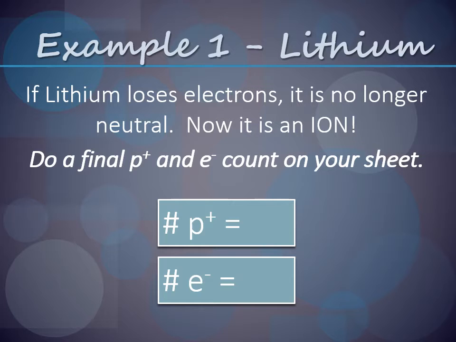So remember, to start with, lithium had 3 protons, it had 3 electrons, and it had 4 neutrons. But if lithium loses electrons, it's no longer neutral. Now it's an ion. So now, instead of having 3 electrons, if it loses 1, how many electrons is it going to have? Well, the protons are going to stay the same. But now the electrons are only going to be 2.